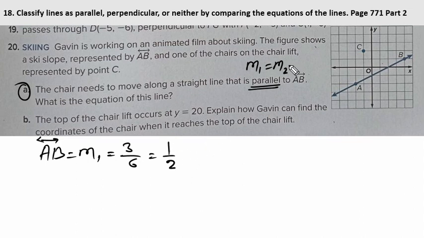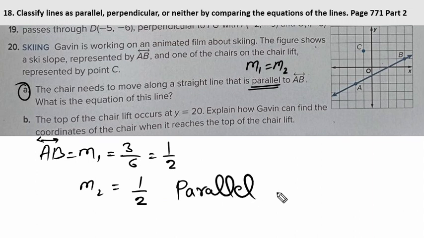Now parallel lines, so the slope will be the same, passing through point C. So m2 will also be 1 over 2 for the parallel line. So 3 units up, 1, 2, 3, and 6 units right, 1, 2, 3, 4, 5, 6. That will be a parallel line passing through this.